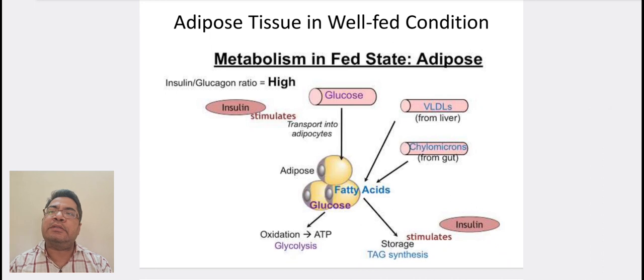In this diagram, we can see the adipose tissue in well-fed conditions, where insulin stimulates glucose, VLDL, and chylomicrons from the gut to enter into the adipose tissue. It also stimulates the release of triacylglycerol.